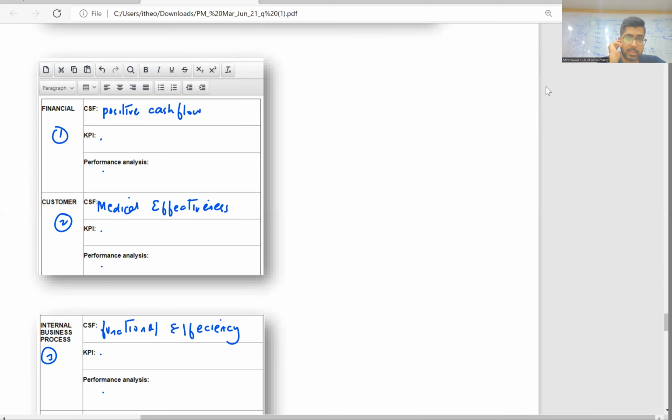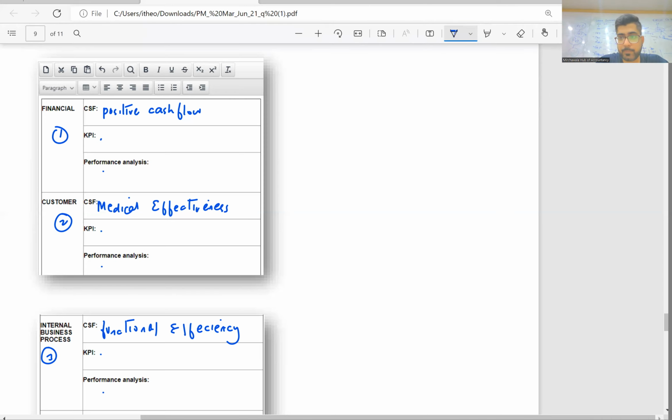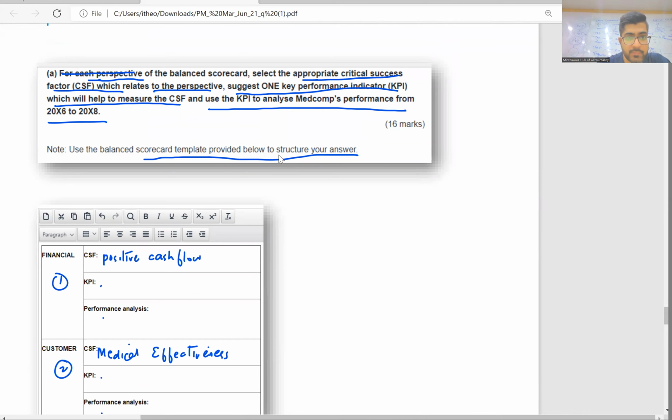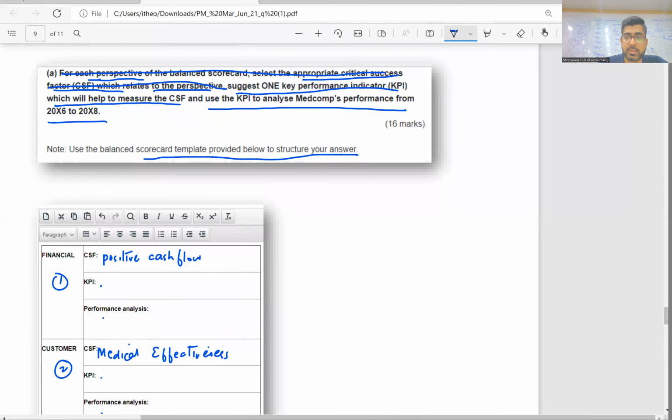Okay. Now, once you've got the CSF, critical success factor, what is the next job? For each perspective of the balanced scorecard, select an appropriate critical success factor. So we have done this for each perspective. We have selected an appropriate critical success factor. This is done. Comma, suggest one indicator which will help to measure the CSF. Now, one indicator which helps you to measure the CSF.